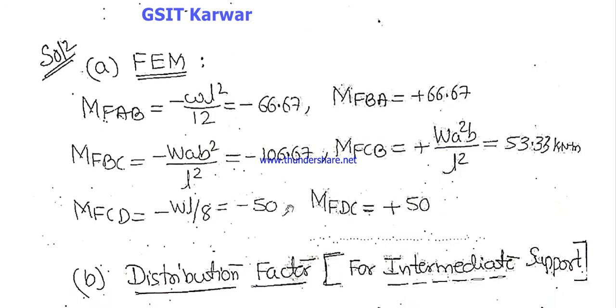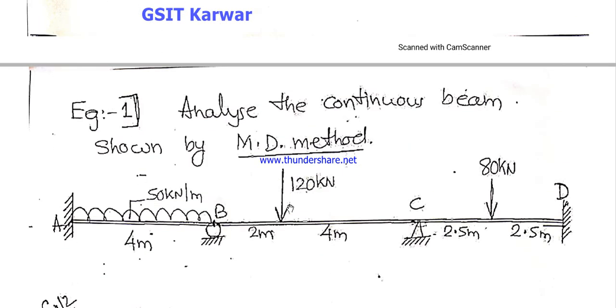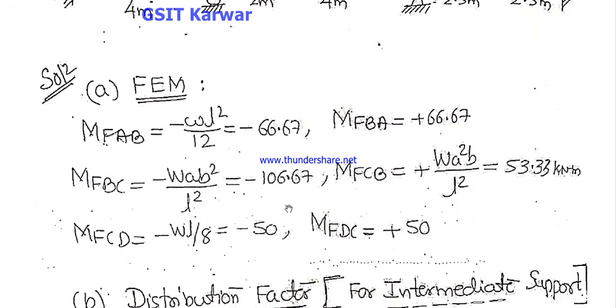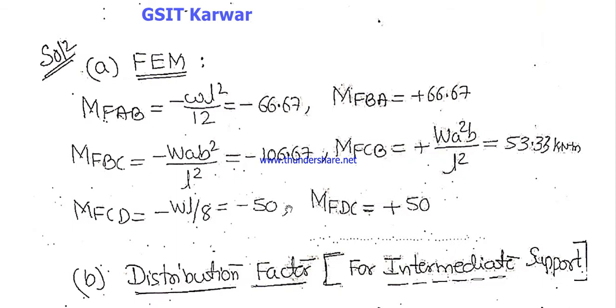Next, by using the moment distribution method, these are the steps we are going to use. Here also we are going to calculate. The first step is calculating the fixed end moment. It is common. Whatever we studied in the last method, the slope deflection method, the same procedure and the same formulas you should use here also for calculating fixed end moment.